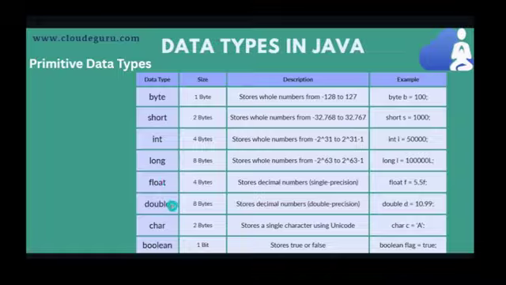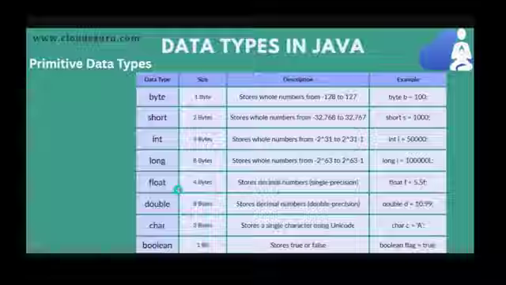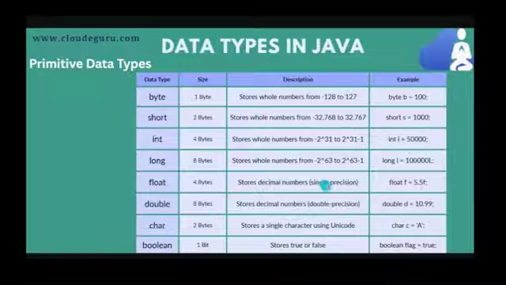Float and double, these are used to store decimal numbers. Float has 4 bytes, so it can store single precision decimal numbers. Double has 8 bytes, it stores decimal numbers but in double precision. It can store big decimal numbers.